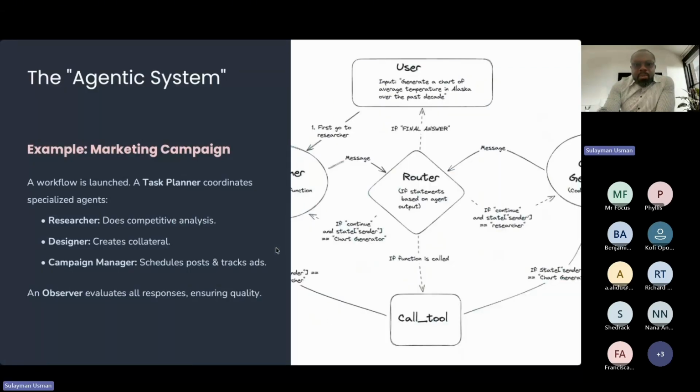This is a simple example. Let's say we want to do a marketing campaign. We have the researcher agent, which does the competitive analysis. We have the designer agent that creates the collateral. Then we have the campaign manager, who schedules, posts, and tracks ads. And then the observer evaluates all these responses, ensuring quality. This is just an example, but it all depends on how you structure your multi-agent systems to suit your particular workload or what you are looking to achieve.